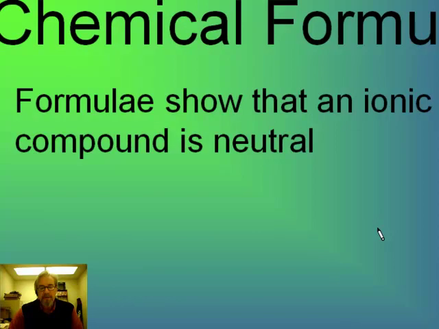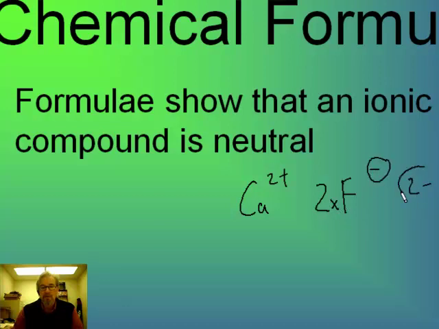The chemical formulae show that an ionic compound is neutral. Like, for example, in the calcium and fluorine, calcium made a 2+ ion and fluorine made a 1-. But if you have 2 fluorines, that gives you a total of 2 negatives, and that balances the 2 pluses. With sodium chloride, sodium was 1+, chlorine was 1-. 1+ and 1- balance each other out.